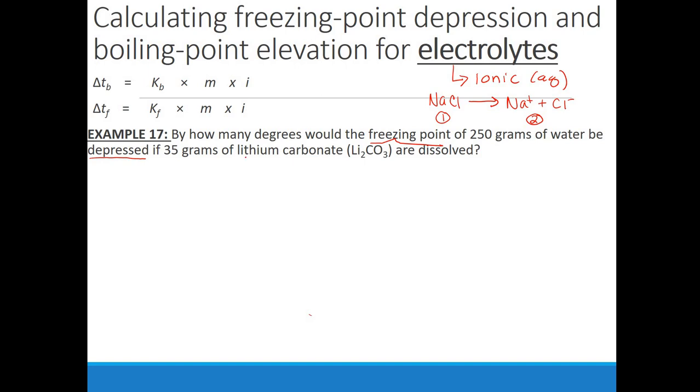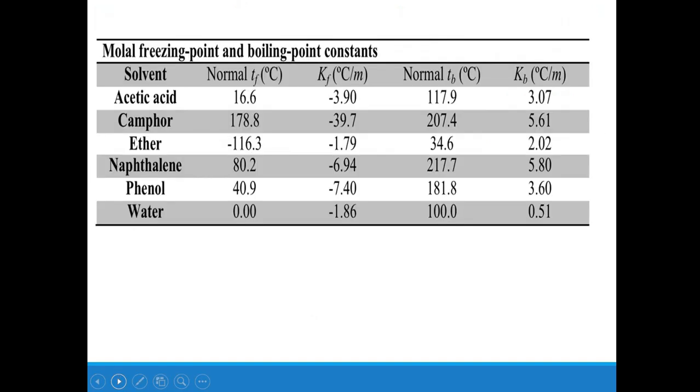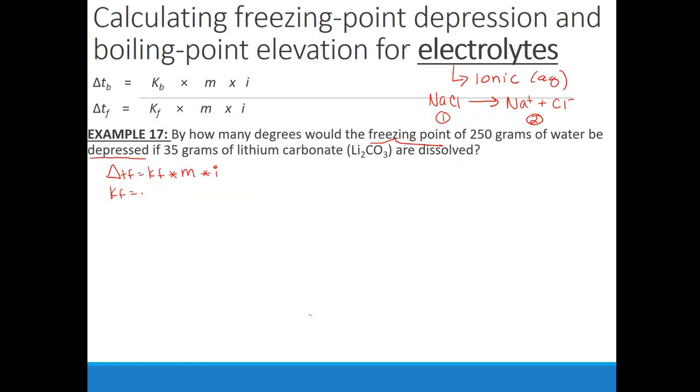But we're going to put in 35 grams of lithium carbonate and dissolve that in water. So we're going to be using our delta TF, because we're talking about freezing point, equals KF times m times i. We're going to figure out our KF first, because that's a constant. So we go to our chart and find our KF for water. We said our solvent is water, so we know it's negative 1.86. So KF is negative 1.86 degrees Celsius over molality.